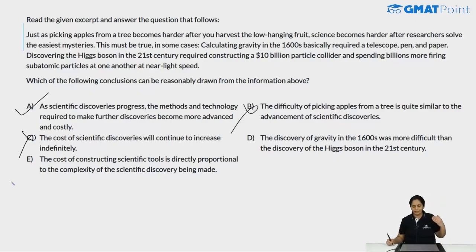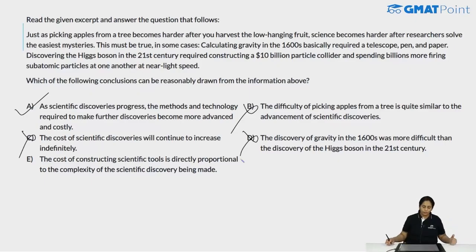The discovery of gravity in the 1600s was more difficult than the discovery of the Higgs boson in the 21st century. This is clearly the opposite of what is given in the paragraph. The paragraph mentions that the difficulty of the methods and technology we are using now is much, much higher. We have to spend a lot of money, a lot of time and build a huge particle collider to make discoveries today. So this is the opposite of what the author is implying. So D is incorrect.